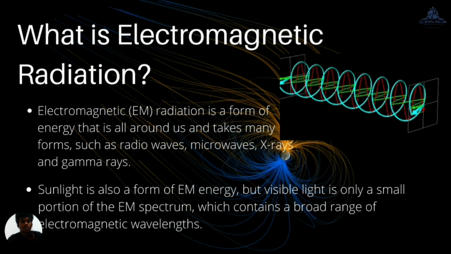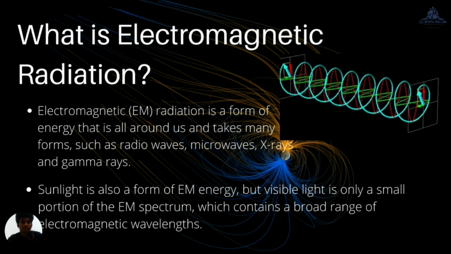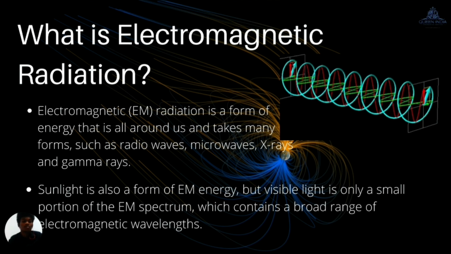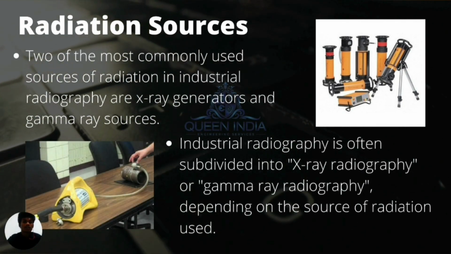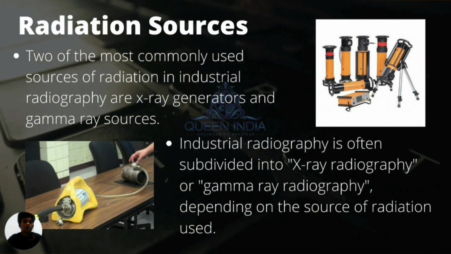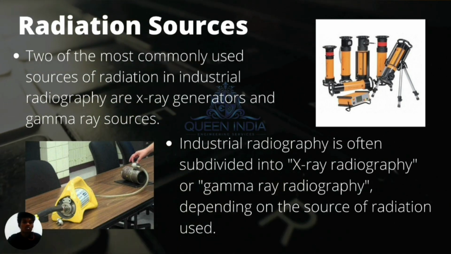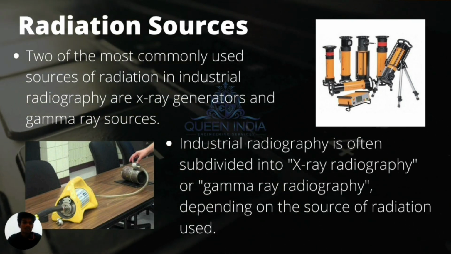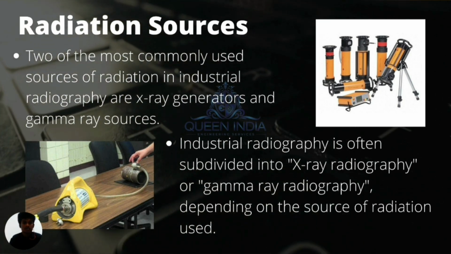The visible light from the sun is a small portion of the electromagnetic spectrum, which contains a broad range of electromagnetic wavelengths. Now let us see the sources for radiographic testing. So, radiographic sources. There are two most commonly used sources for radiation. They are X-ray generators and gamma ray sources.